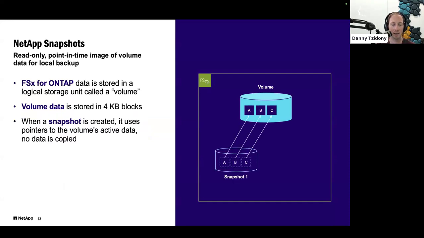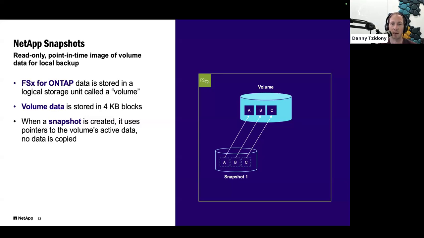Volume data is stored in 4 kilobyte blocks. That's how it divides. And when a snapshot is created, it is essentially pointers to the blocks. Meaning if we take a snapshot and we do not change anything on the volume, the snapshot does not take space. Once we start changing things on the volume, then the snapshots take space, but only the increment. So that means it is a very cost-effective way of protecting our data.